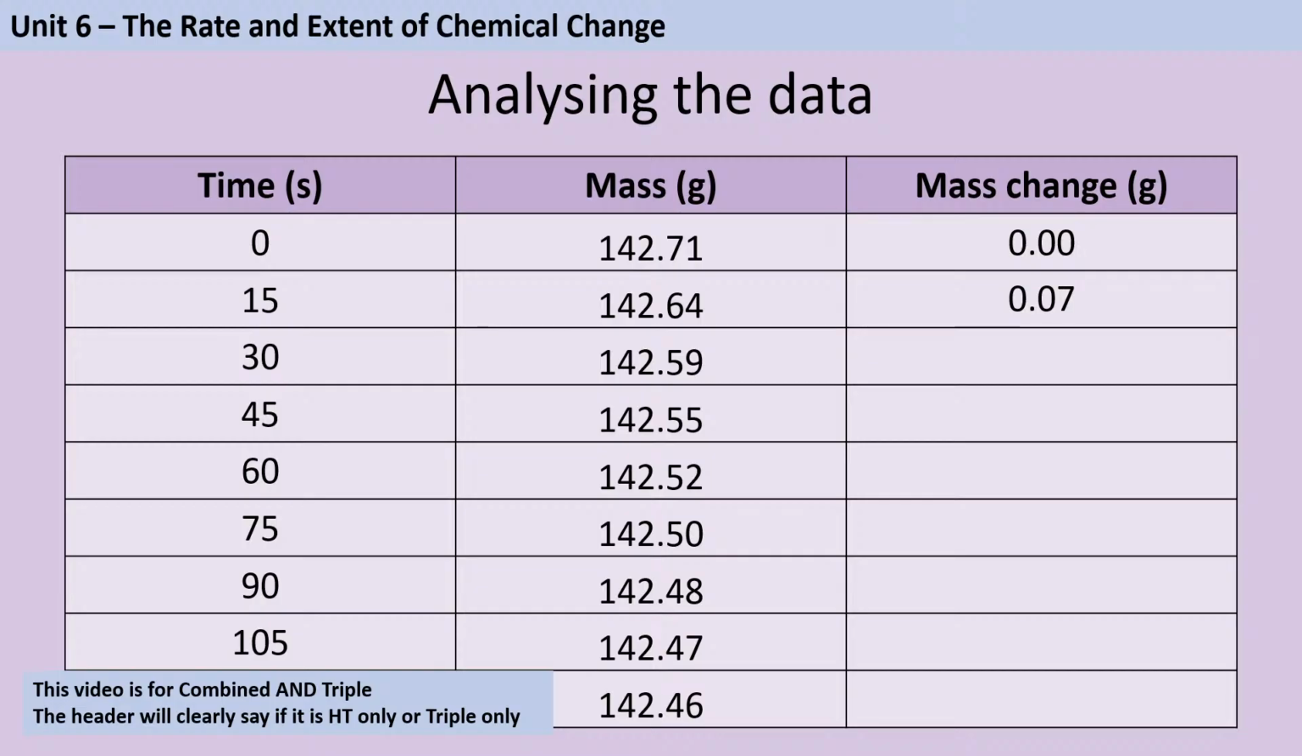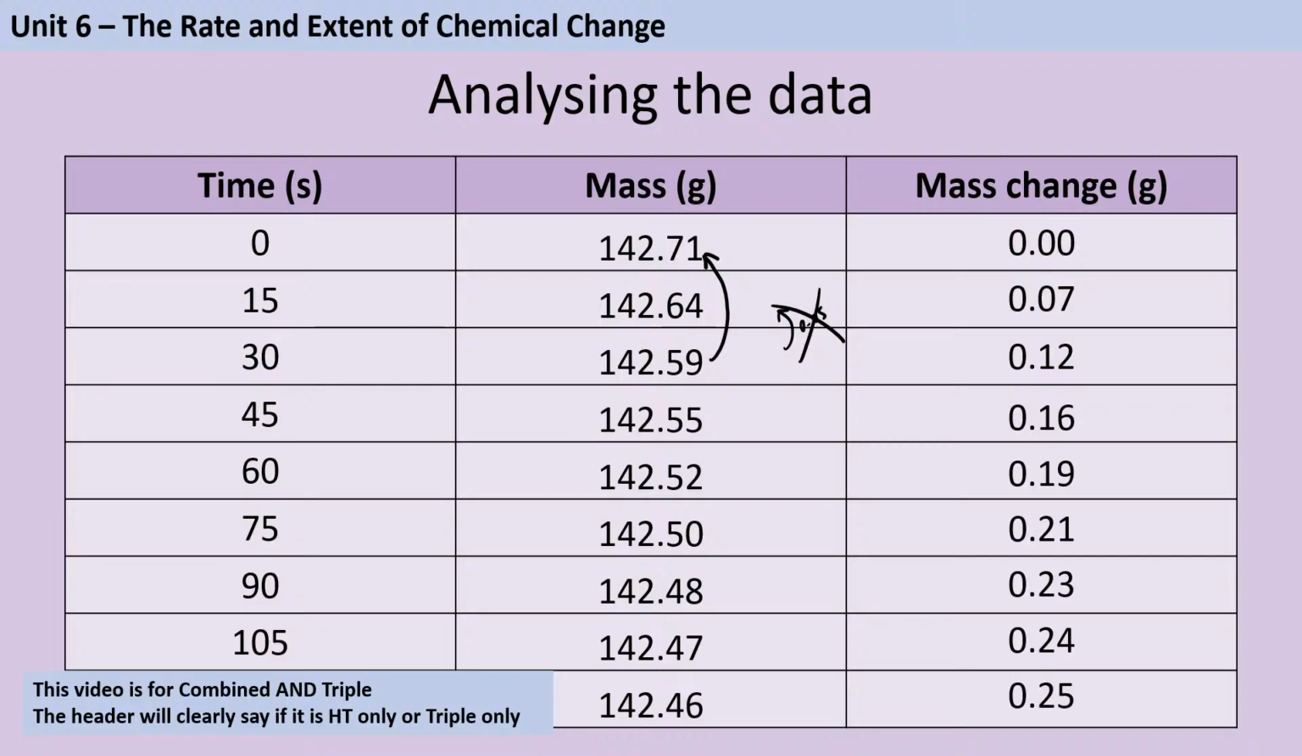But the place that people start making mistakes is with the next line of the table, because what we actually need to do is compare always to the start. So lots of people are going to accidentally compare to the one above, and they're going to say 0.05, but that would be wrong. We don't want to do that. We want to compare to the start. So we'd have 0.12 and then 0.16 and so on.